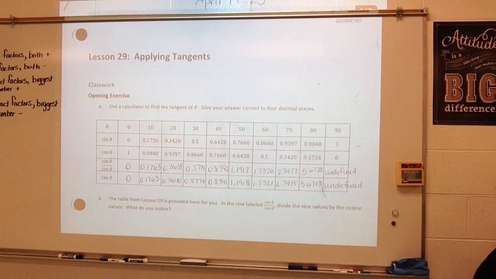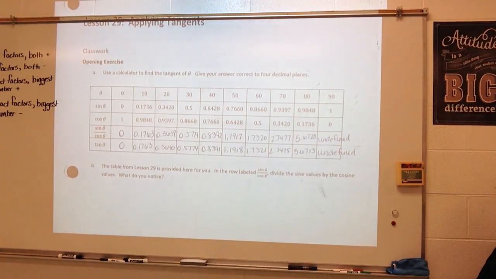All right, so our goal today is to understand that the value of the tangent ratio of an angle of elevation or depression of a line is equal to the slope of the line. So we're going to apply what we know about tangents. All right, so B, the table from lesson 29 is provided here for you. In the row labeled sine of the angle over cosine of the angle, divide the sine values by the cosine values. What do you notice?